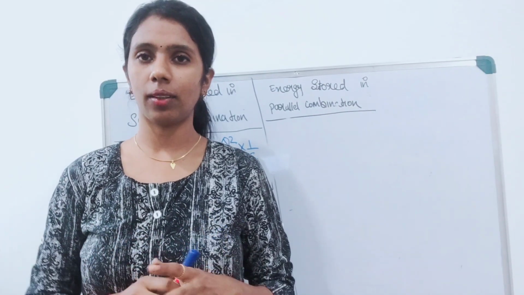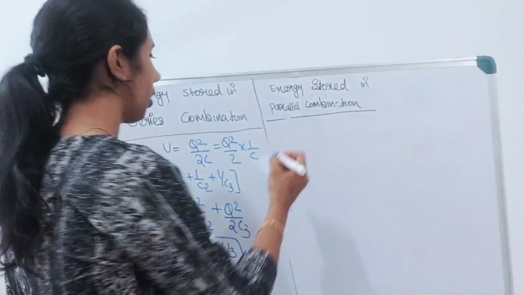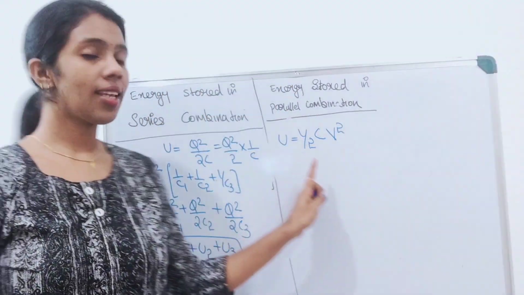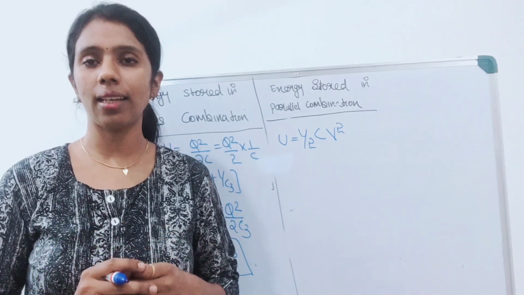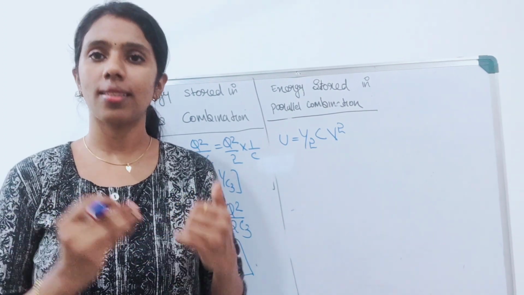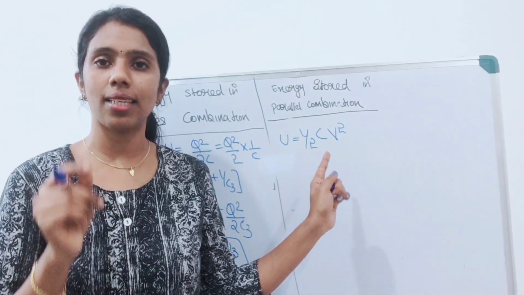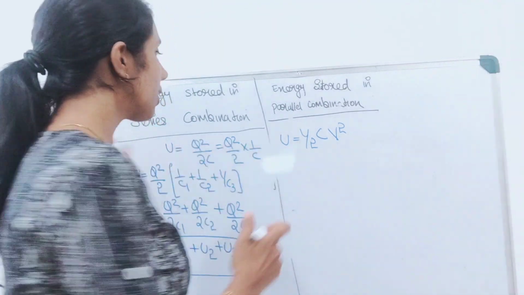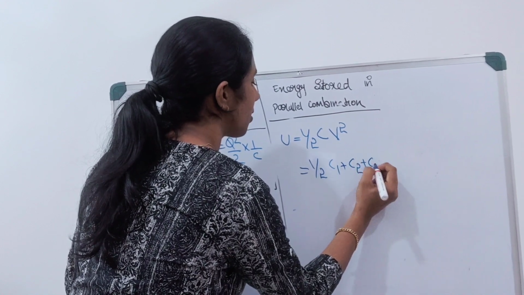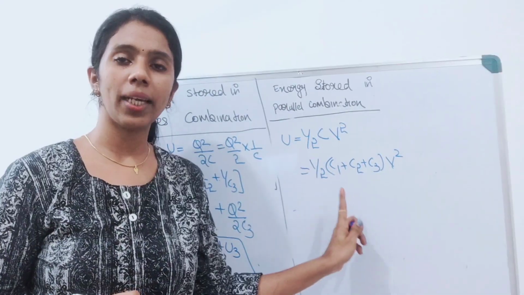Energy stored in a parallel combination. So in order to find the energy stored in a parallel combination, we will use the equation U is equal to half CV square. Here, C is the effective capacitance in the parallel combination. So in the case of a parallel combination, the effective capacitance C will be equal to C1 plus C2 plus C3. So in this equation, instead of C, I can write it as C1 plus C2 plus C3. So the equation becomes half into C1 plus C2 plus C3 into V square. Now, I'm multiplying half V square into the bracket.